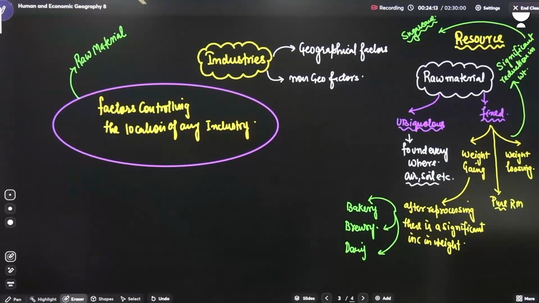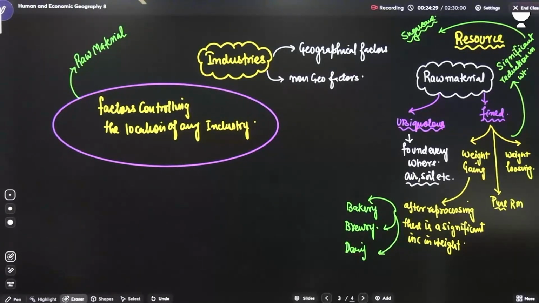So footloose industry, electronics, telecommunications, software industry. What type of industry is this? Footloose industry. Delhi, Mumbai, Kolkata, Chennai, anywhere you can establish. What do you require? Skilled labor and faster mode of transportation. Am I clear with this?